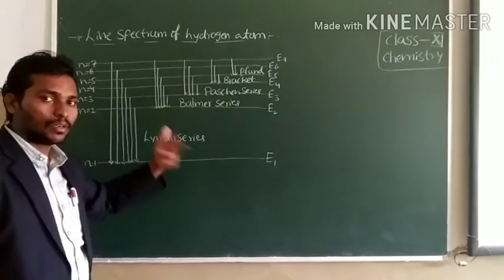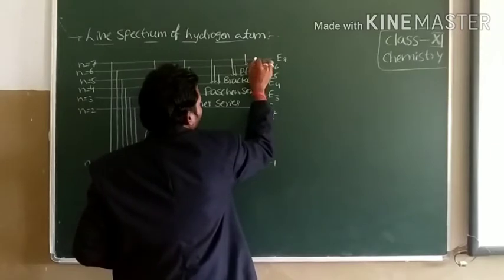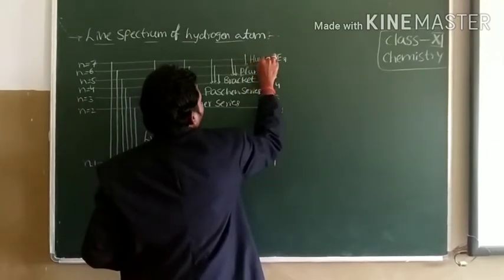And the sixth energy level is called the Humphreys series. Humphreys series means we observe spectral lines in the sixth energy level. That is called the Humphreys series.